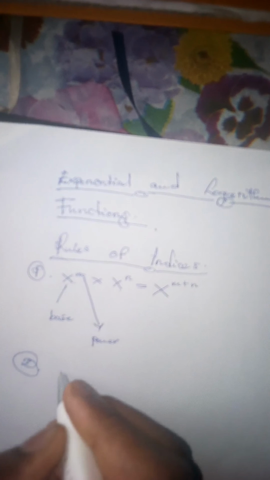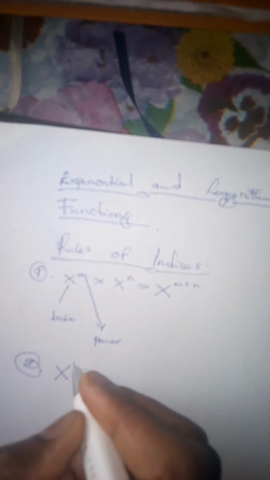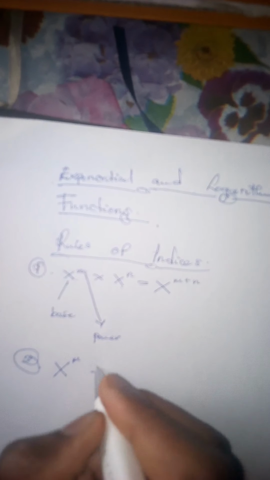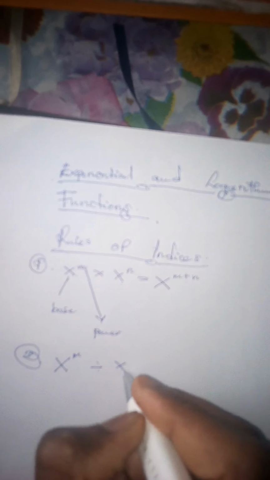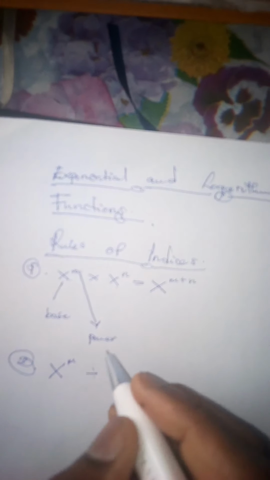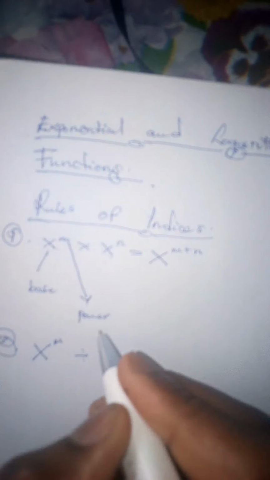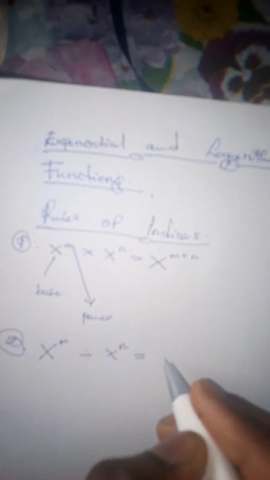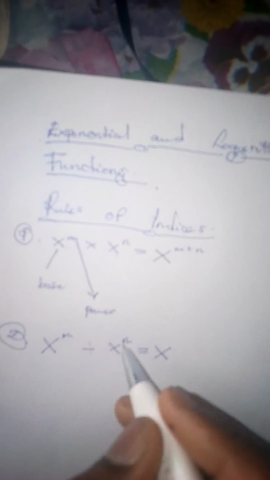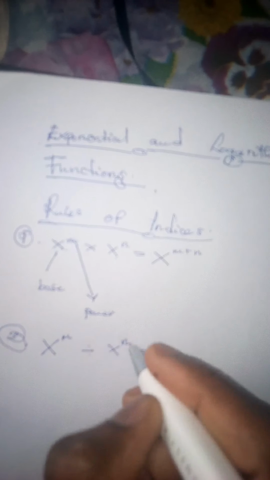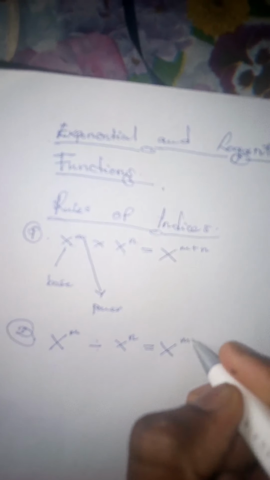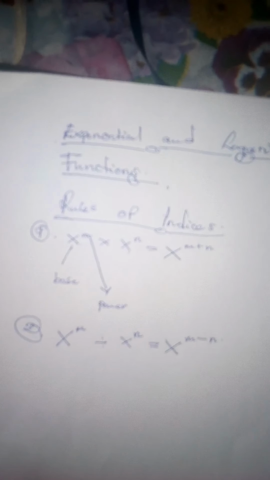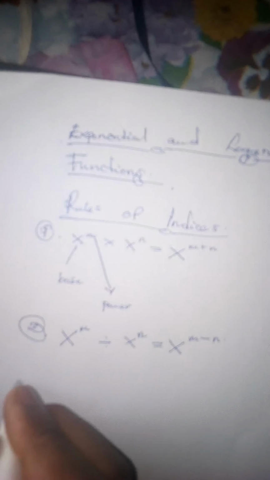Number two, if we have another situation, x raised to the power m divided by x raised to the power n, what will be the answer? The same thing, we maintain the base and we subtract the powers. So it will be m minus n, like that.